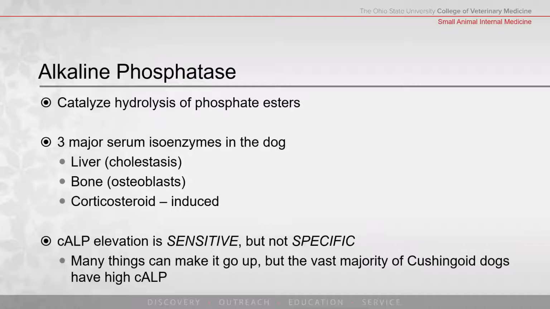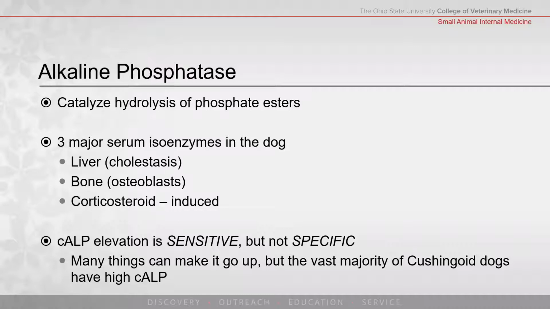So alk phos, its point is to catalyze hydrolysis of phosphate esters. There are three major isoenzymes, as you remember. The liver is the major one we see. Bone, which is why young growing animals have elevated alk phos. And then the steroid-induced one. CALP is what we call the steroid-induced one. And if you have a lab that actually runs a CALP for you, some people will diagnose Cushing's based on that, but you have to be careful.